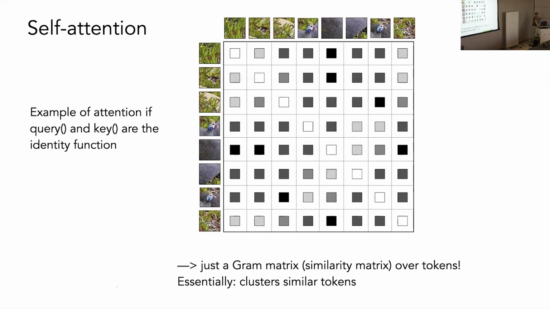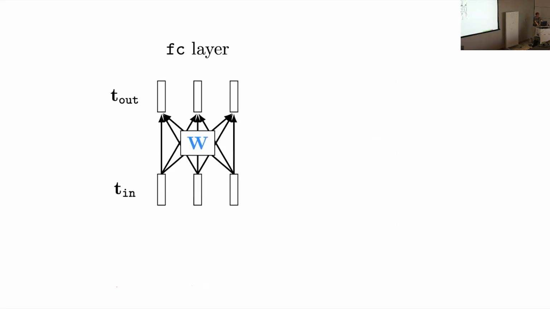So essentially, you can think of this as a Gram matrix, which is a similarity matrix over tokens. Basically your output is how similar each of these tokens is to all the other tokens in that projected space we've learned for how to compare them. All right.